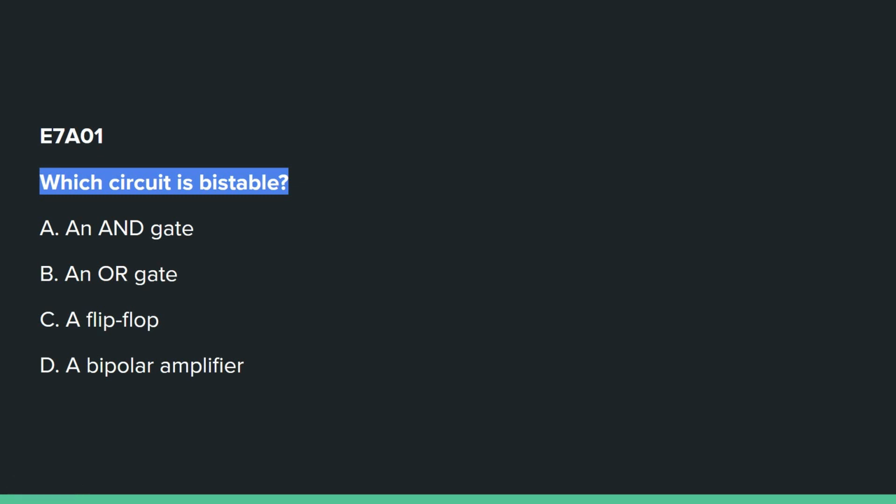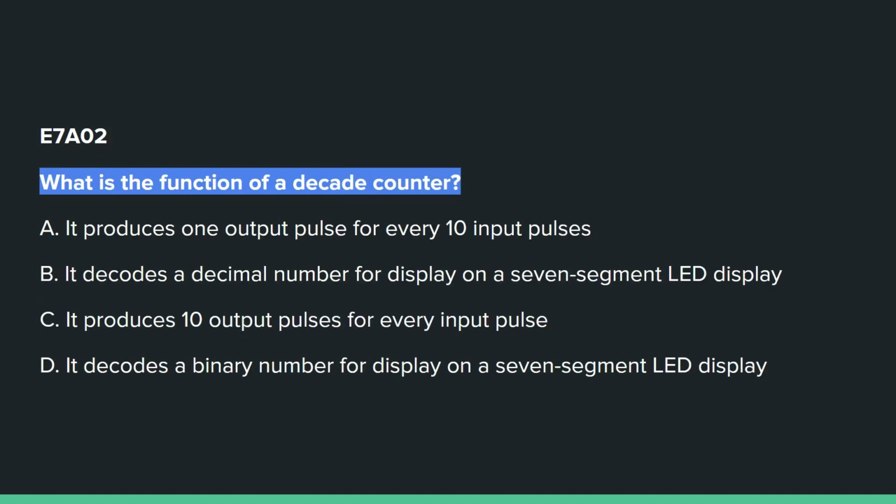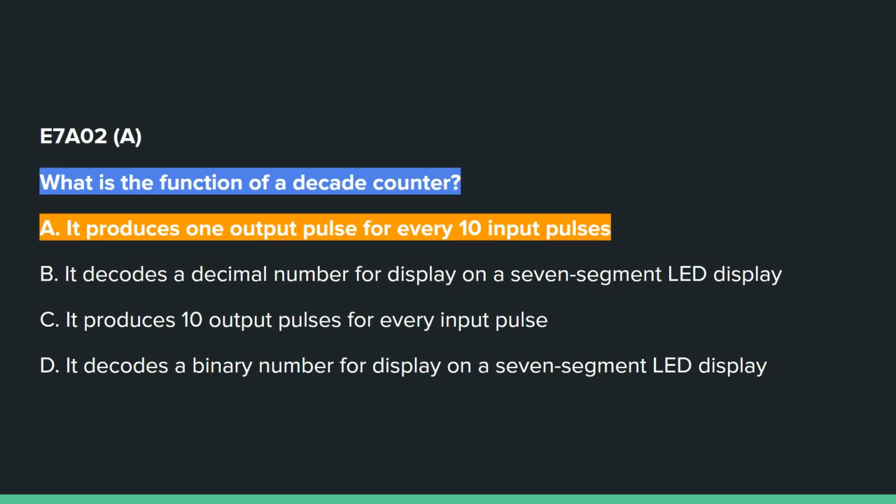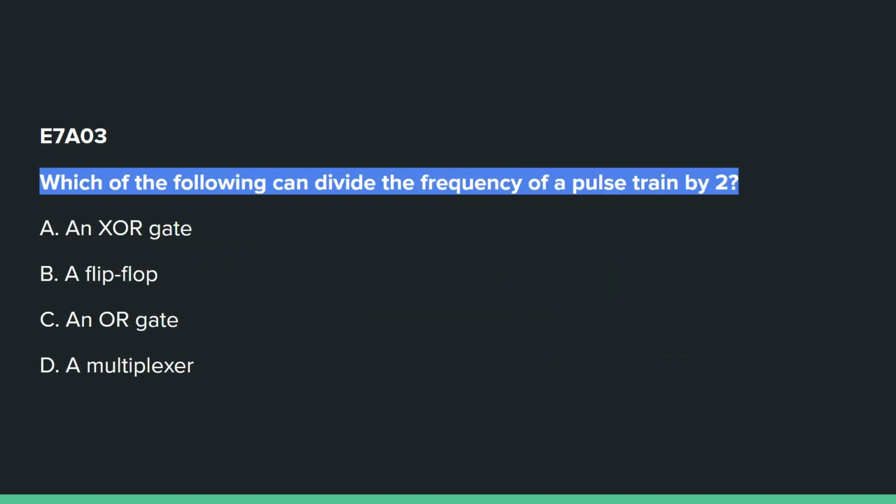E7A01, which circuit is bistable? That answer is C, a flip-flop. E7A02, what is the function of a decade counter? A, it produces one output pulse for every 10 input pulses. E7A03, which of the following can divide the frequency of a pulse train by 2? B, a flip-flop.